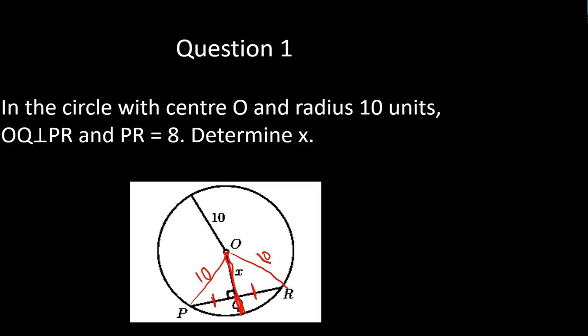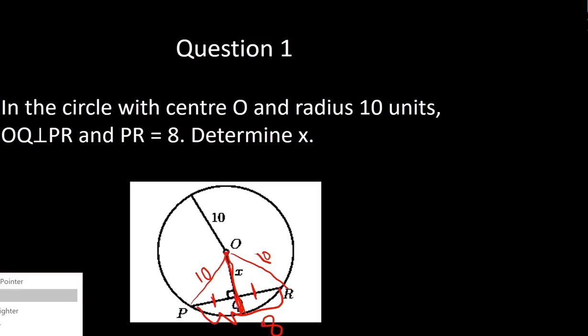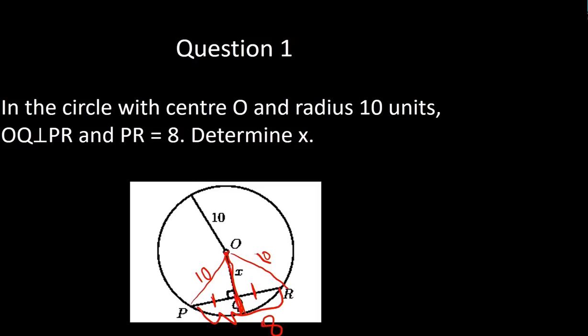They've told you that the length of PR is 8, and because of that line from center theorem, this point Q is the midpoint of the line PR. So therefore PQ would be a half of 8, so it's going to be 4 units, and QR is going to be a half of 8, so it's also 4 units. And they ask you to determine the value of x.